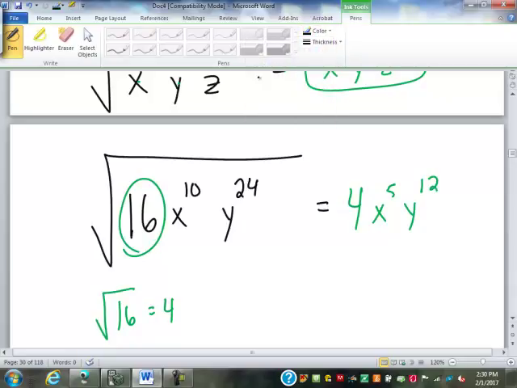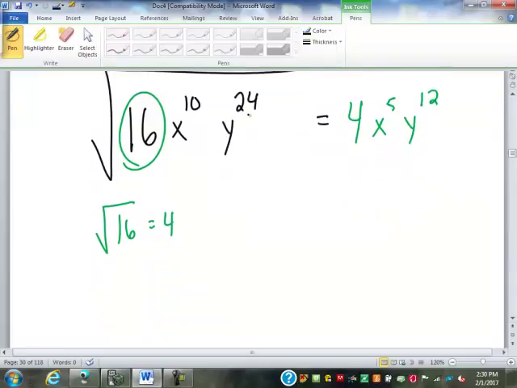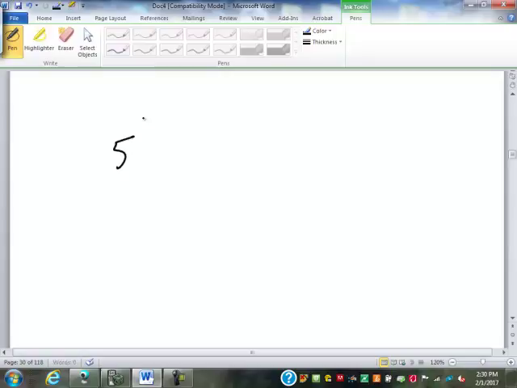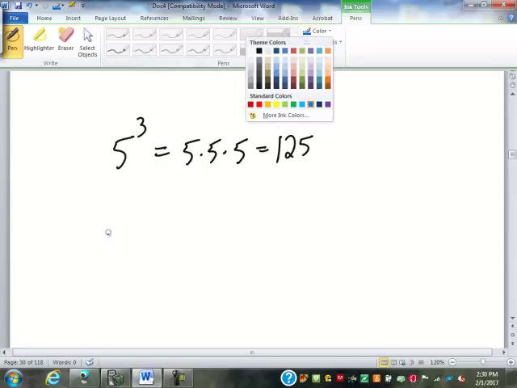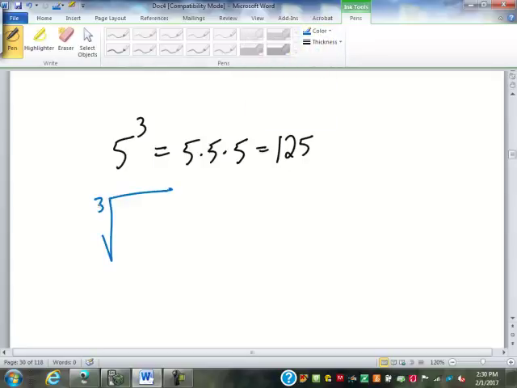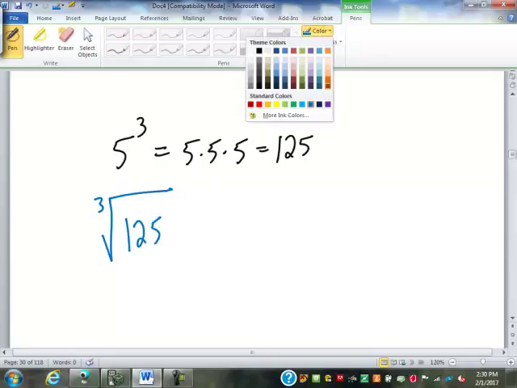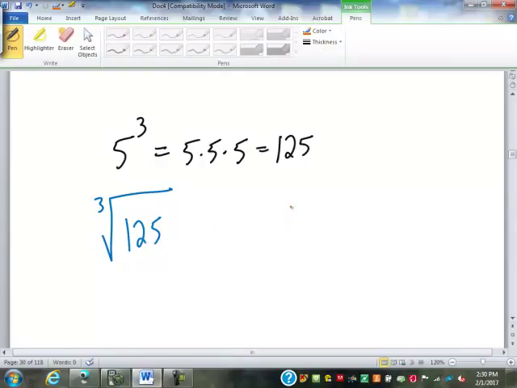Well, we're going to look at some little bit more complex ones here for a second. 5 to the power of 3. Of course, it's 5 times 5 times 5. That is 125. This symbol means third root. So if I ask you for the third root of 125, what that is asking is what number to the third power is 125?